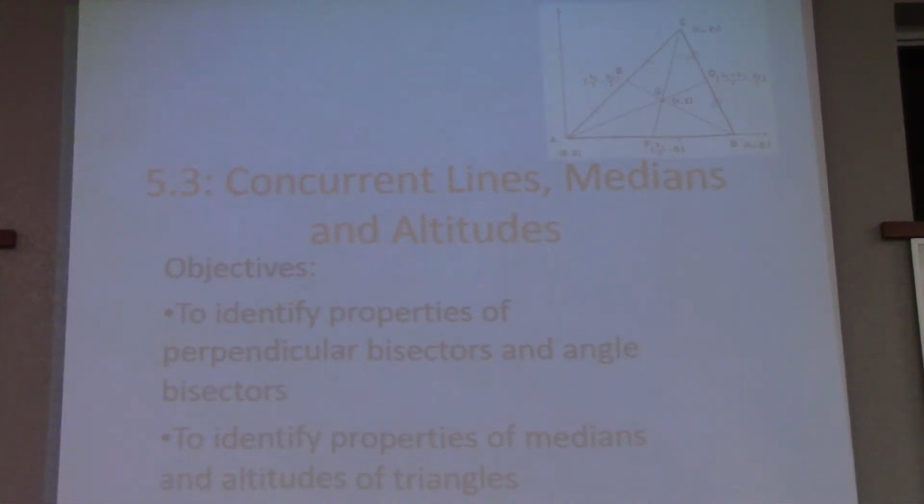Morning class, we're going to go over 5.3 concurrent lines, which we'll go over what concurrent means, medians and altitudes. So we'll start off with a couple things. First of all, we're going to identify a number of properties that go with concurrent lines. And so we'll start there.